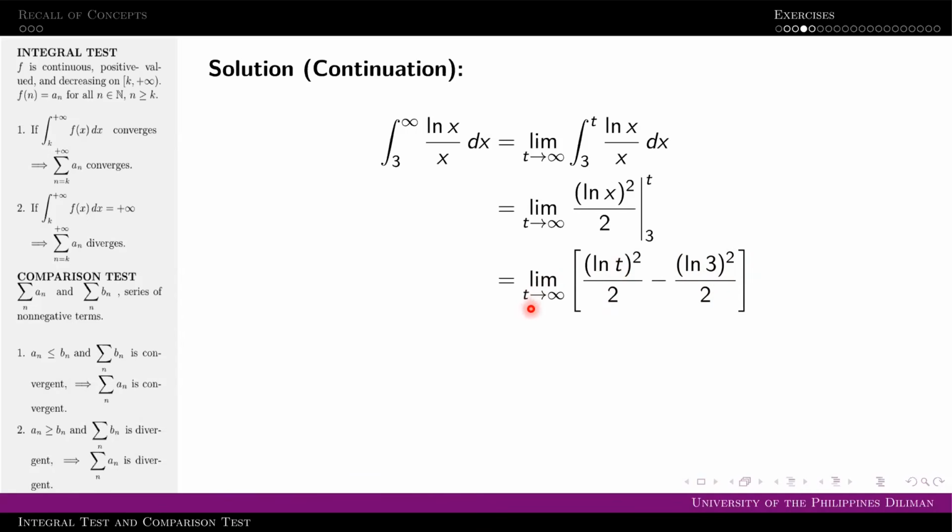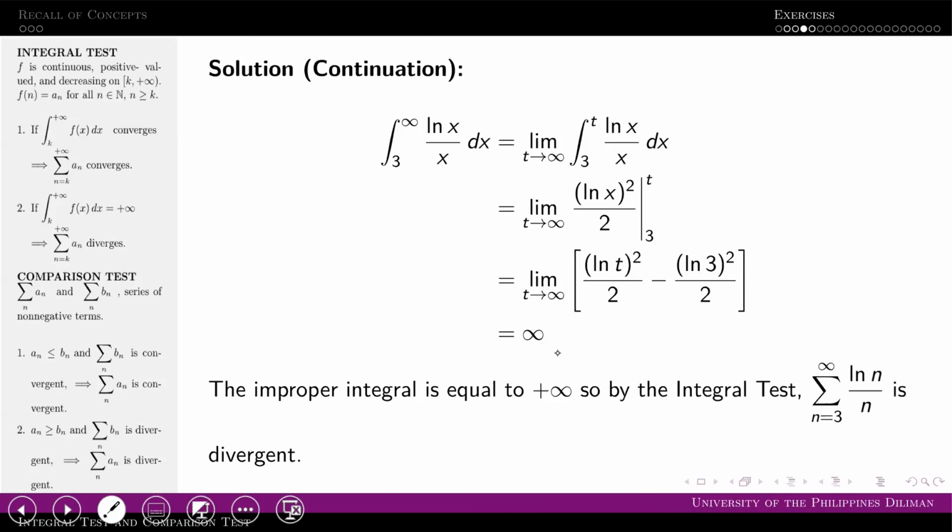Now, if we approach t to positive infinity, si ln t, pupunta din siyang positive infinity. So, this first term goes to infinity, and this is just a constant. So, finally, yung improper integral natin should just be infinity. But that is the second case of integral test. So, we can conclude by integral test that our series is divergent.